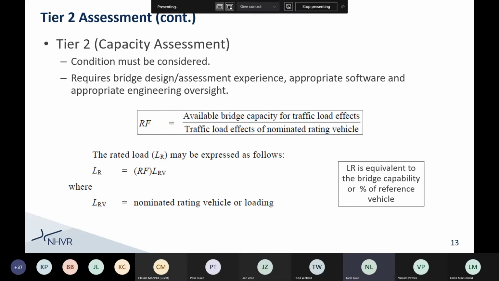Now, in undertaking Tier 2 assessment, I really want to stress that it is really important that anyone that's undertaking this kind of work has some significant bridge design or assessment experience, that they have appropriate software, and that there's appropriate engineering oversight. It's not the sort of task that, as a local road authority, you can just decide, oh, I want to do some Tier 2 assessment. I'll get the graduate to go and have a look at that, when they have no background in bridges. Bridge engineering is quite a specialised field.